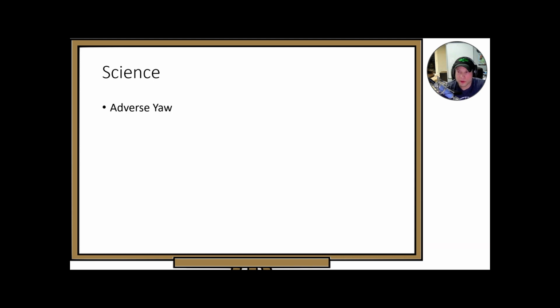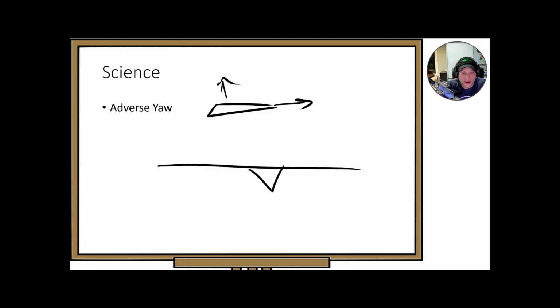Now let's talk about adverse yaw. Now you and I both know that drag is a product of lift. It is a byproduct of lift. And so if we have an aircraft that we are flying around and we put in a left bank, our right aileron is going to drop, our left aileron is going to rise, and our right wing will generate more lift than our left wing. That's great. The aircraft's going to roll to the left.